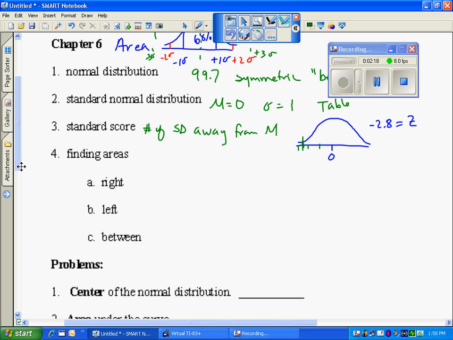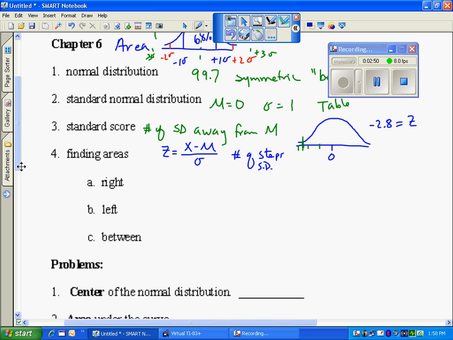Now in order to find this score, there's a formula that we're going to use for the standard score, and it is called our z-score. Z for standard score. And the z-score is: find out how far away you are from center, how far your single observation is away from center, divided by the standard deviation. This will tell you the number of steps, the measuring stick, standard deviation, you are away from center.